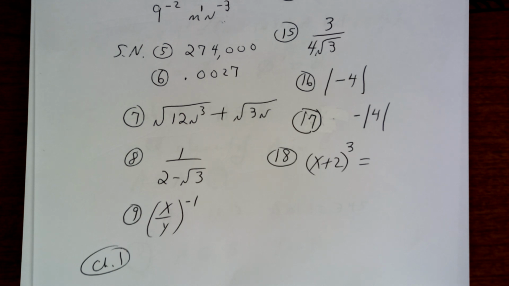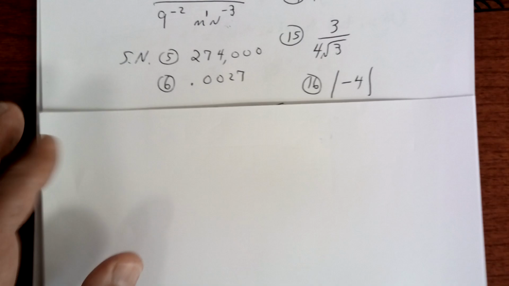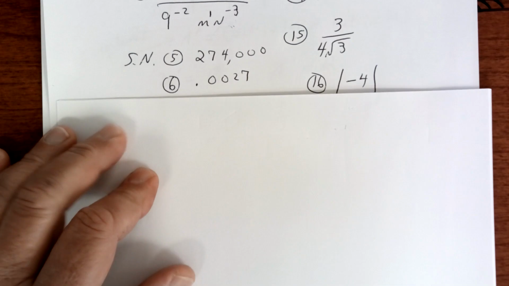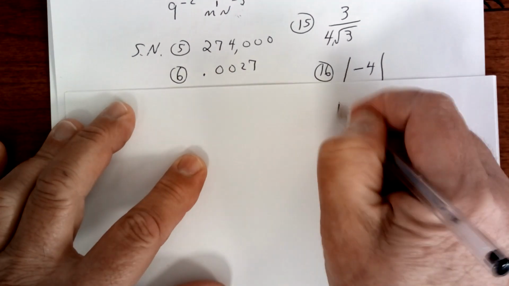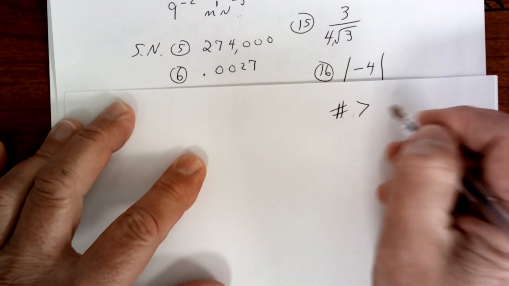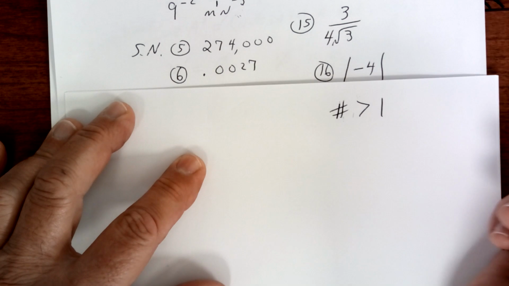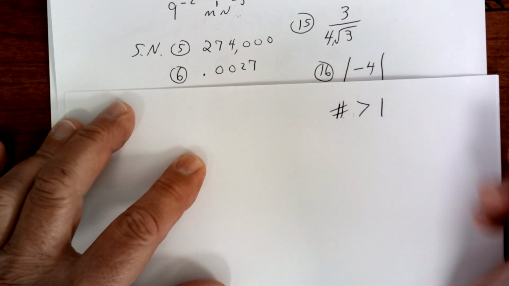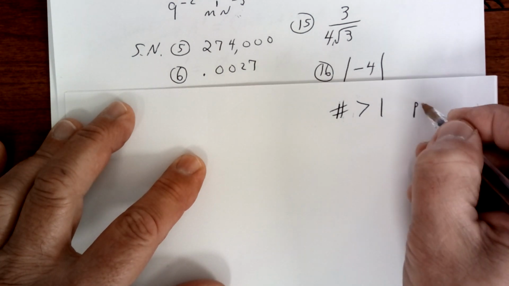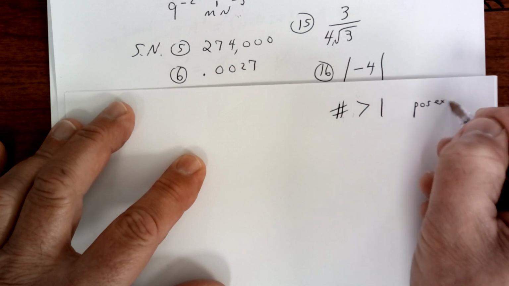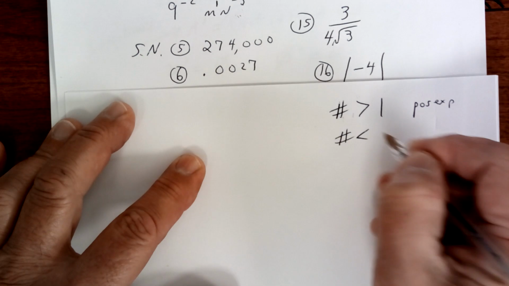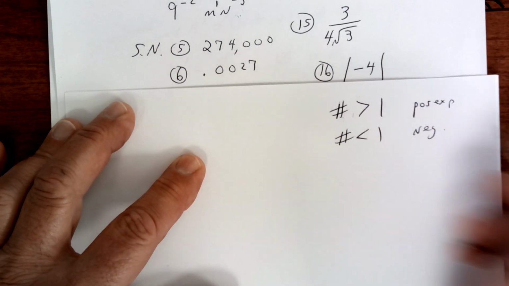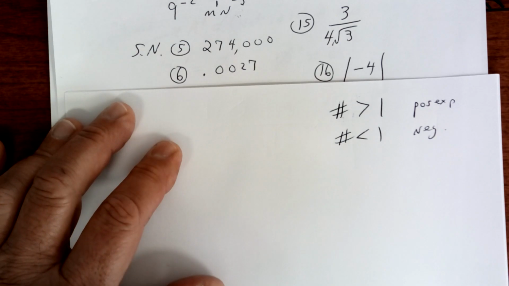All right, here we go. Let's take a look. Scientific notation, the way I teach it, and I don't know if there's another way: if the number is bigger than 1, it's going to be a positive exponent. If the number is less than 1, it's going to be a negative exponent. That's all there is to it. And you want one number in front.